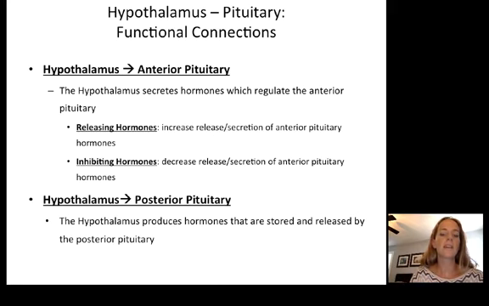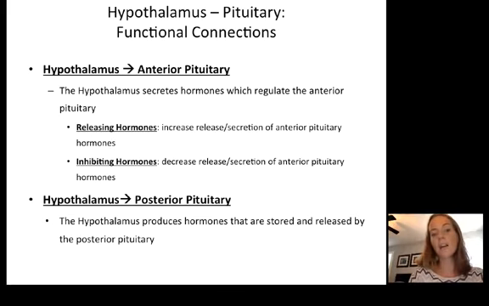So when you see releasing hormone or RH, so for example, you will see thyroid releasing hormone or thyrotropin releasing hormone. That's an RH. What that means is that is the hypothalamus telling the anterior pituitary to release a hormone. So this is the manager telling the assistant manager to send out his commands. So releasing hormones increase the release or secretion of other anterior pituitary hormones.